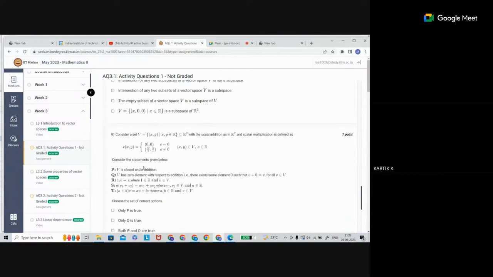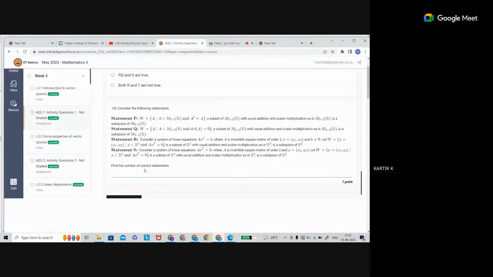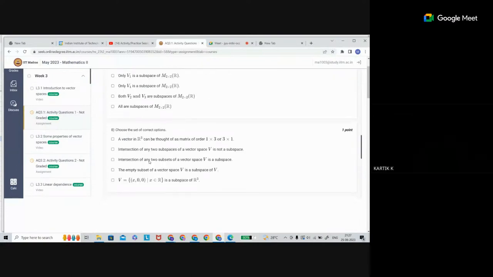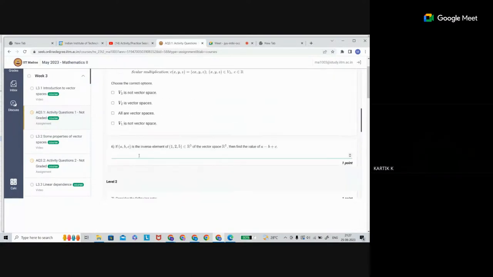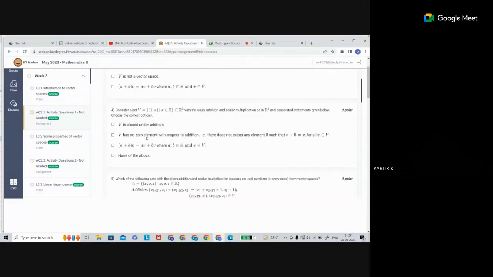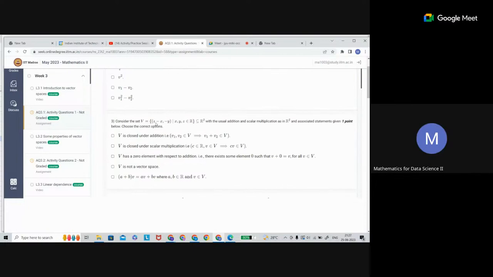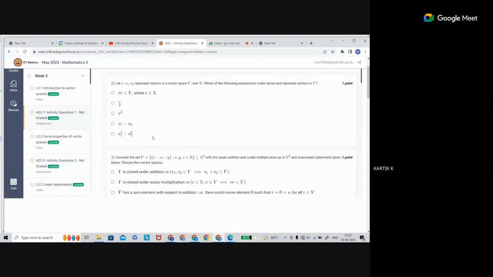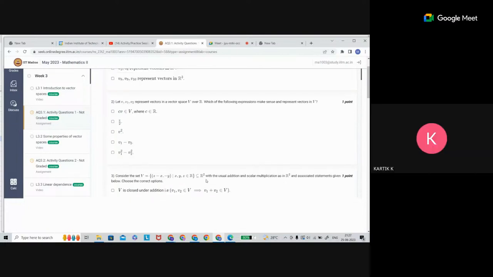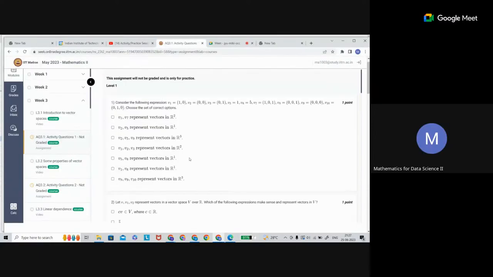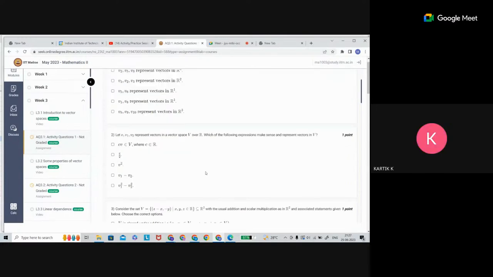Sir, can you solve one of the questions in this? Yes, the one with vector spaces. I just started with the third problem. Not this one, scroll up, please. Okay, yeah, this one. Let me finish it, because I'm just explaining. Let me finish it, then we will start. Okay, no problem, sir. Thank you.